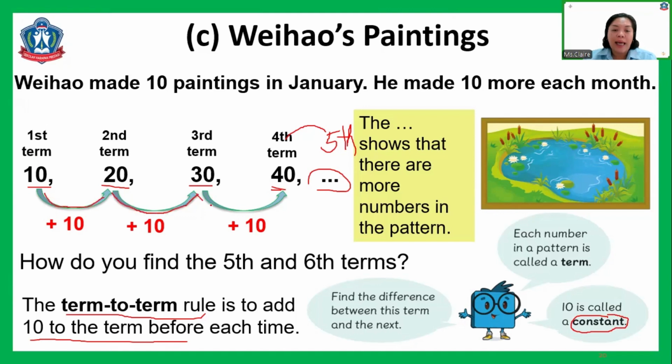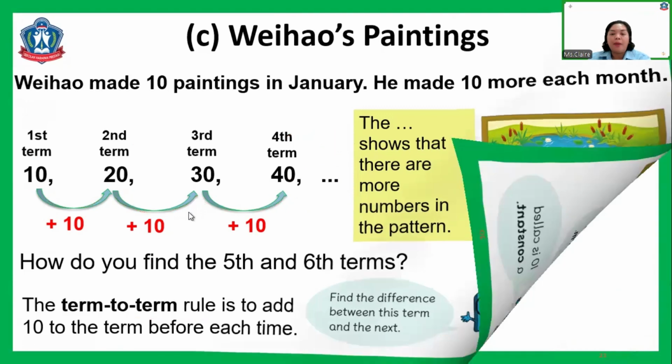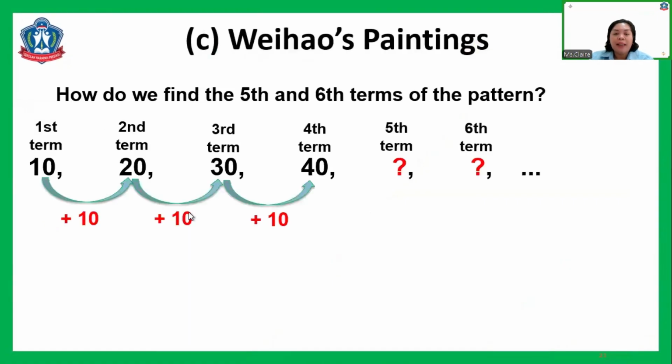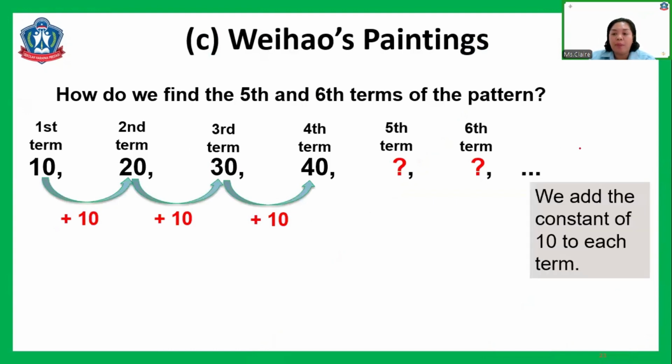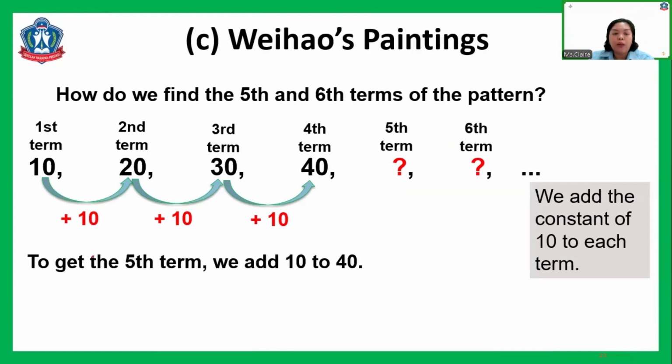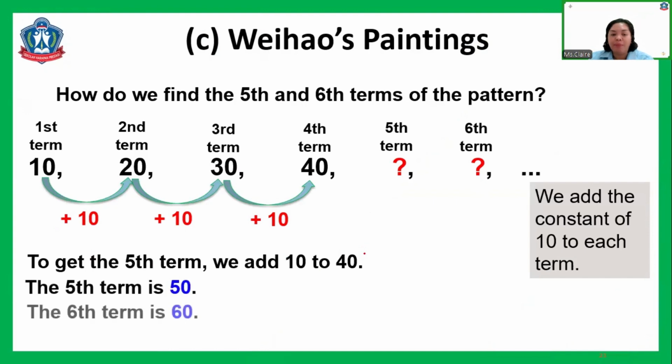We always add 10 each time. Okay? We just simply add 10 each time. Okay, let's continue. Still the same with the house painting. So to get the fifth and sixth term, we simply add 10 to each term. So to get the fifth, we add 10 to 40, and that is 50. To get the sixth term, we add 10 to 50, and that is 60.